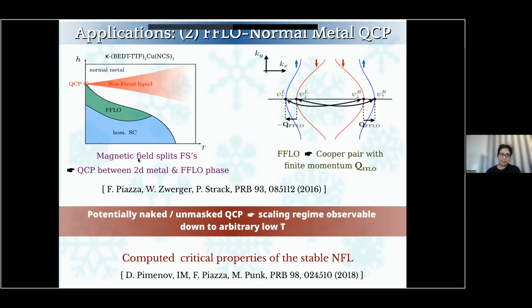Now, this system was interesting for us because it has the potential of showing a naked or unmasked quantum critical point, because there might not be any competing order parameters which might obscure or hide this quantum critical point. So if the experimentalists can observe this, then we might be able to find a scaling regime observable down to arbitrarily low temperatures and actually see a quantum critical point. For this system also, we computed the critical properties of the stable non-Fermi liquid which might arise here, with the controlled approximation which I explained to you.